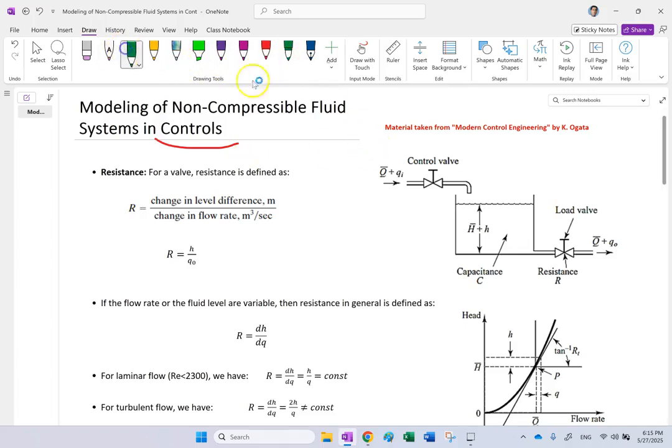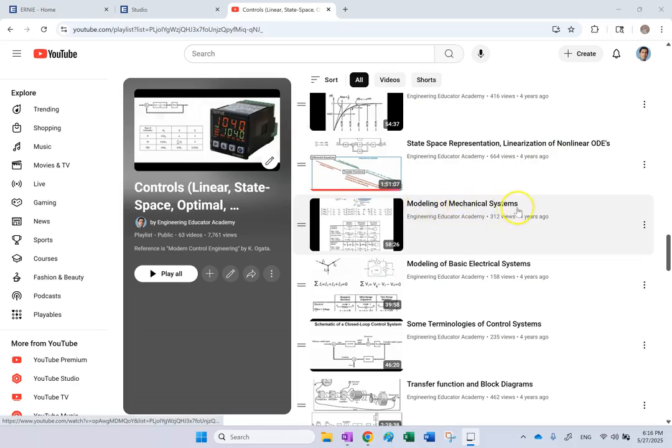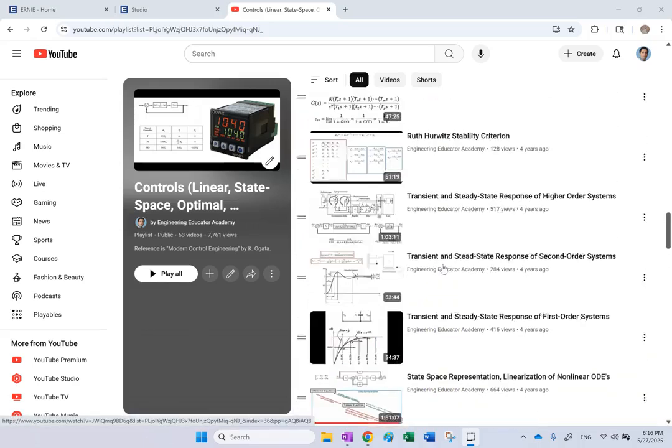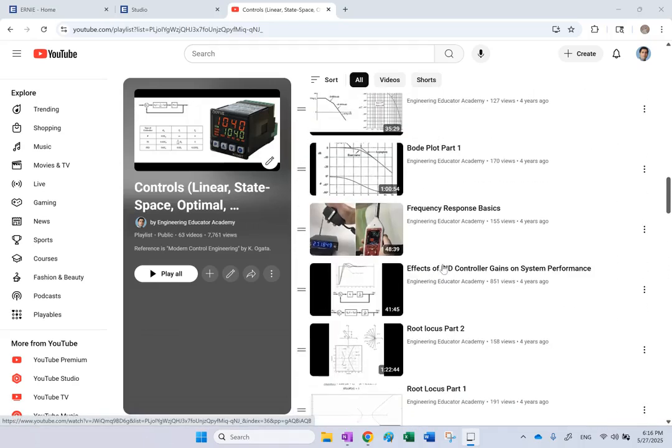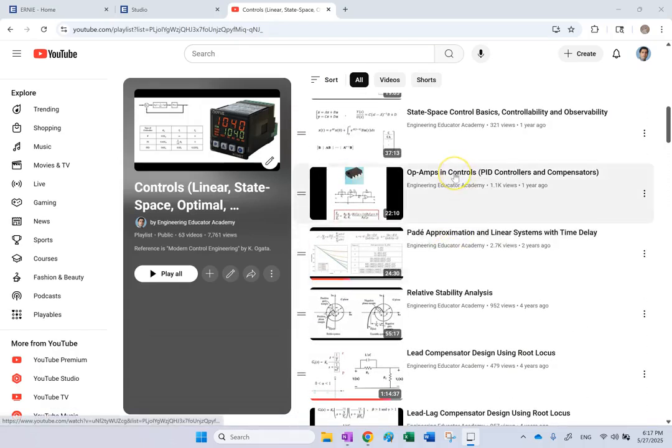The material here is taken from Ogata, Modern Control Engineering, the amazing book that I have in lots of my videos. The reason I'm doing this video and my next one, which is on thermal systems, is that in my controls playlist, I have a video on modeling mechanical systems and one for electrical systems. The book Ogata also talks about modeling fluid systems and thermal systems, and in electrical systems, it also has modeling of operational amplifiers or op amps, which I have in one of my videos as well.